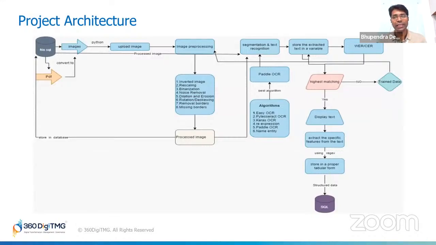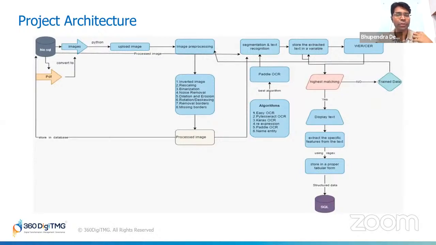Here, you can see the project architecture from end to end. You can see the project architecture right from data gathering to the deployment, right? Here, we have used Paddle OCR. Algorithms we have used here are EasyOCR, PyTesseract OCR, Keras OCR, regular expression, Paddle OCR, and named entity recognition. Again, as we talk about it, Paddle OCR was the best algorithm which we used here.